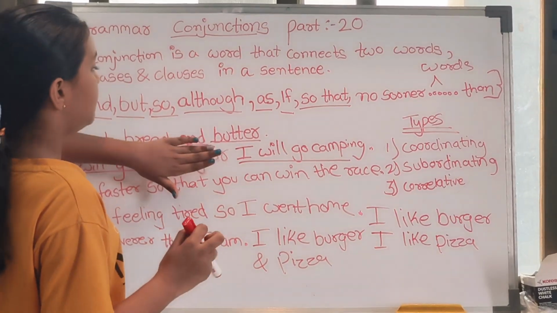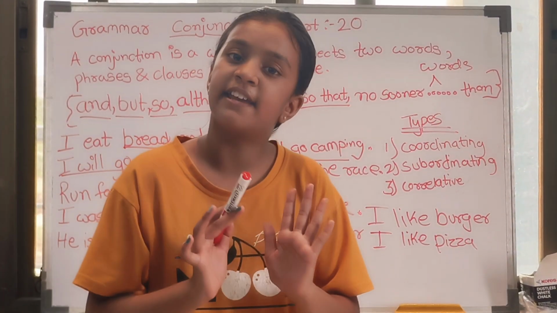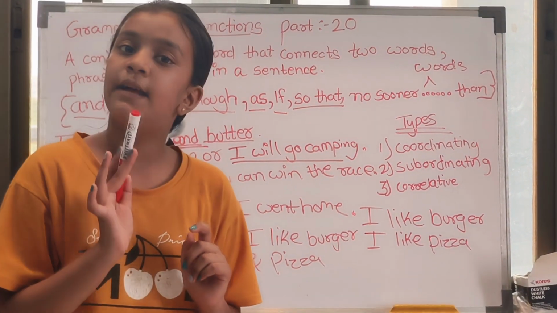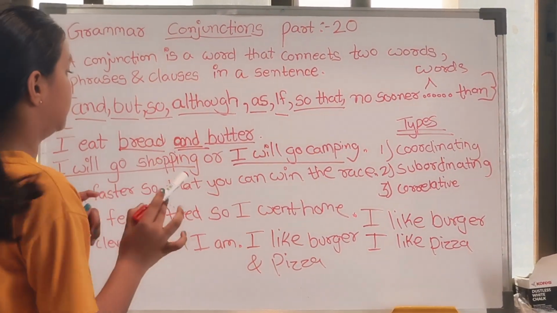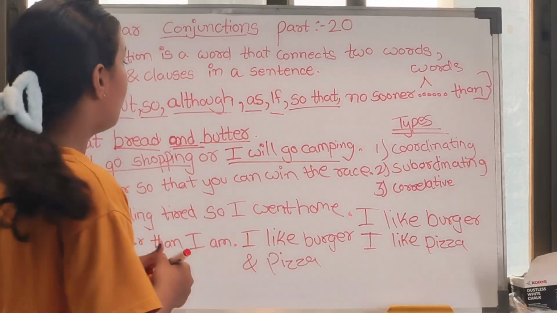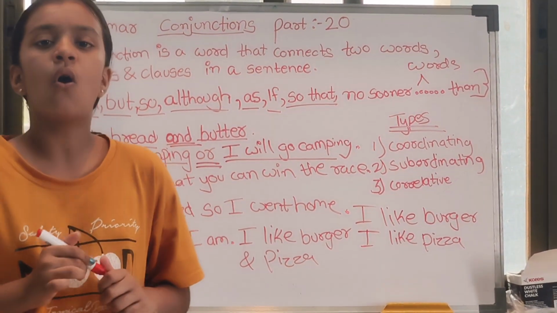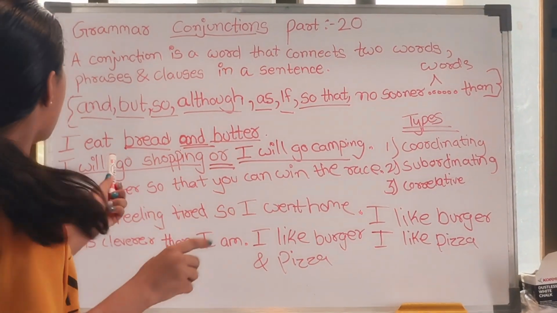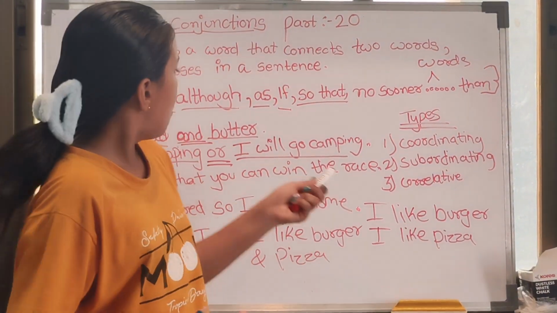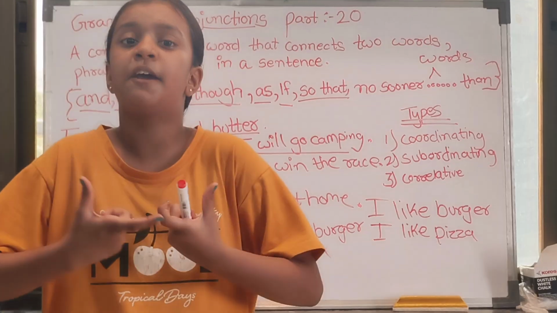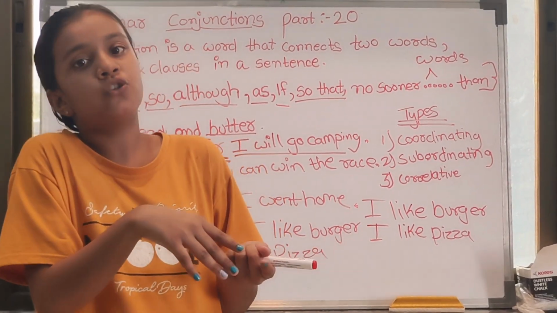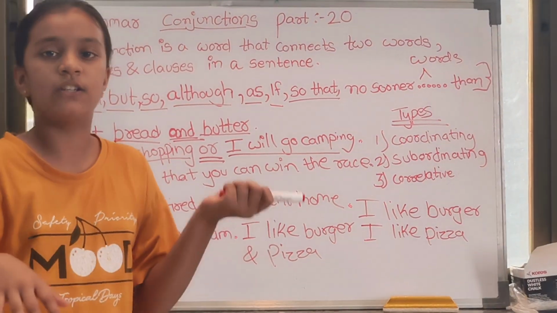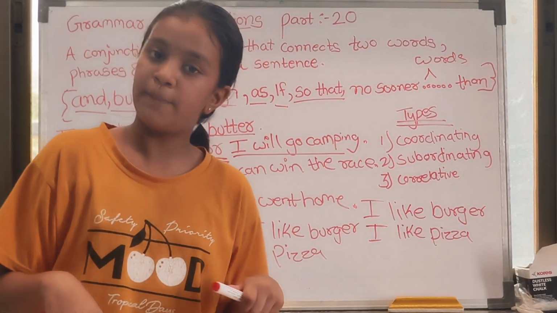Understood? And if I have this, I will go camping. This is also making sense. So both these clauses are independent clauses. Understood? And here our conjunction is or. Why? Because here they are getting two options: I will go shopping or I will go camping. So here our conjunction is or. Understood? And these two clauses are independent clauses.